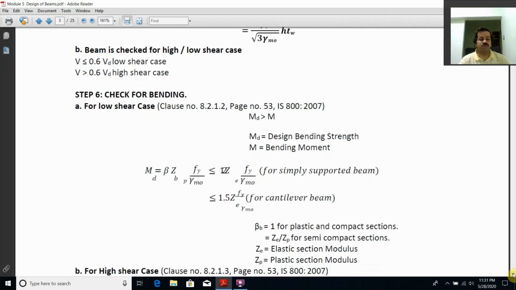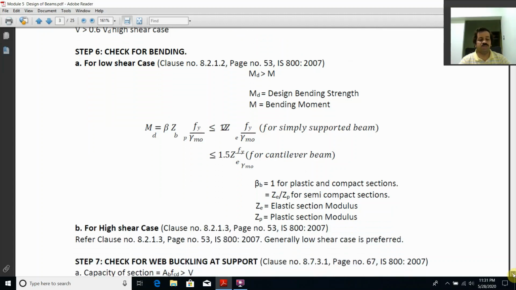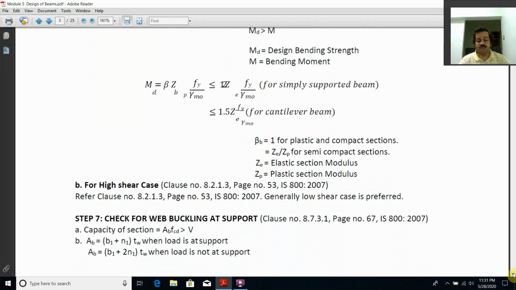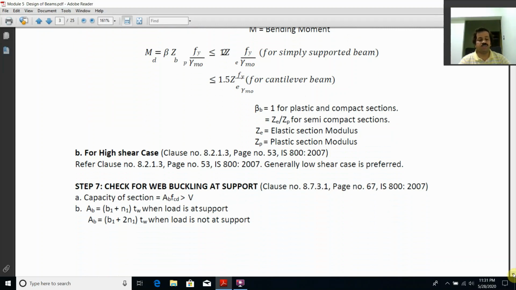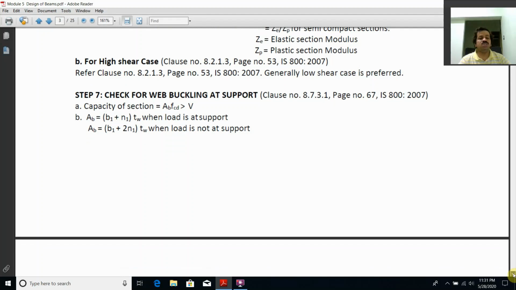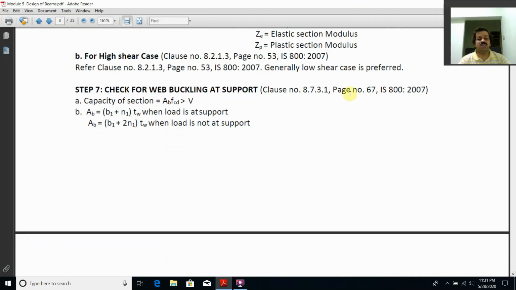Once you check for shear strength and bending strength, then check for web buckling, web crippling, and deflection. So these are the three other checks we have to do. What is meant by this formula is on page number 67 of IS 800 2007, clause number 8.7.3.1 here.